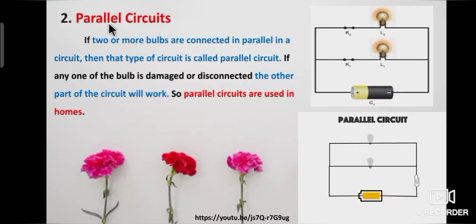Now, we will study about parallel circuits. If two or more bulbs are connected in parallel in a circuit, then that type of circuit is called a parallel circuit. If any one of the bulbs is damaged or disconnected, the other part of the circuit will work. So, parallel circuits are used in homes.